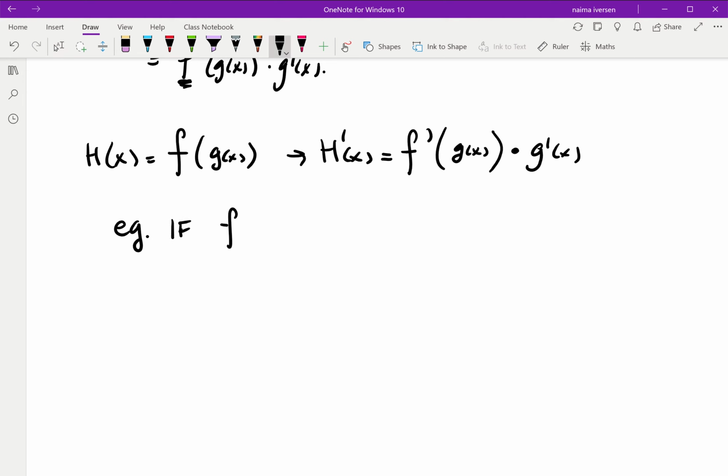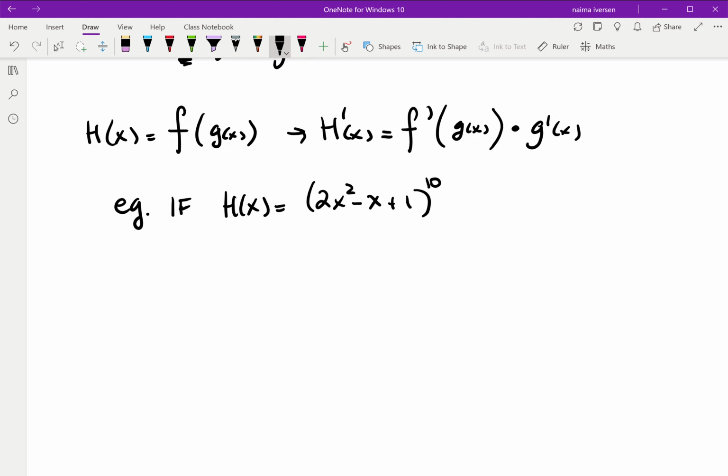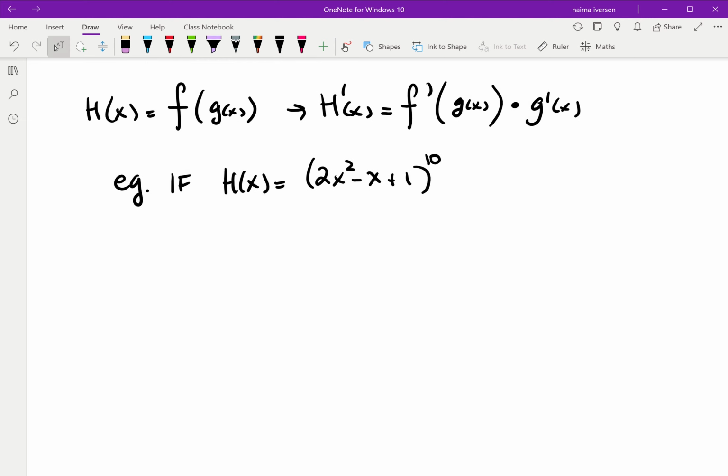Let's say I had h of x, I might as well use h of x again. Why don't I use h of x to be 2x squared minus x plus 1 to the power of 10. Nobody wants to multiply this out, okay? You could, if you really wanted to, multiply this out to the power of 10. But what's really happening is that you have h of x is equal to something to the power of 10.